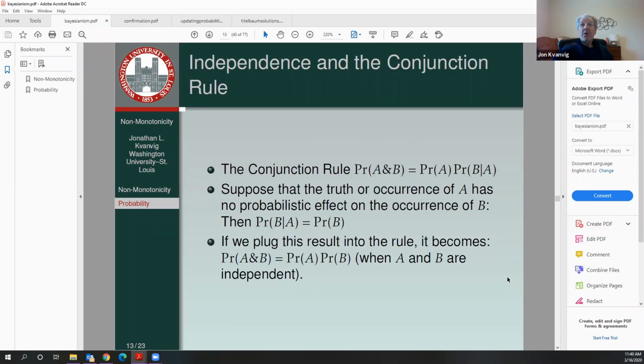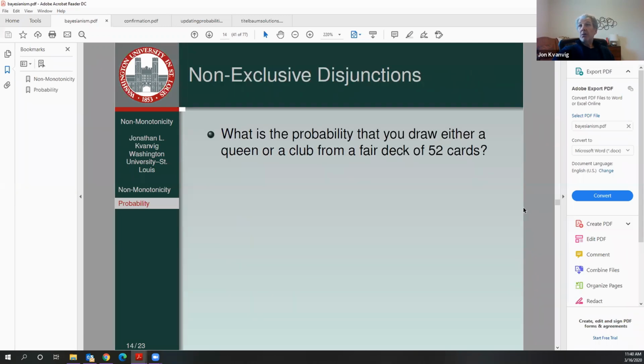So we now have both a general and a restricted conjunction rule. We have only a restricted disjunction rule. Let's talk about what to do when we have disjunctions that aren't incompatible. They are not exclusive of each other. So look at some examples where this might come up.